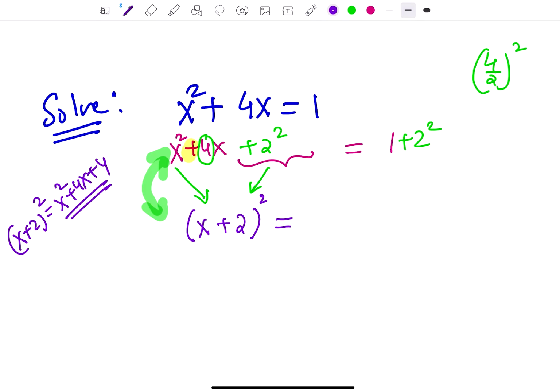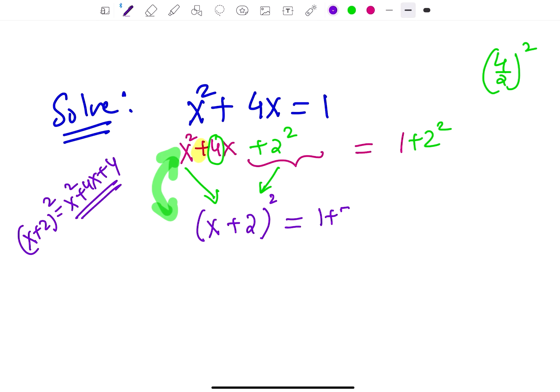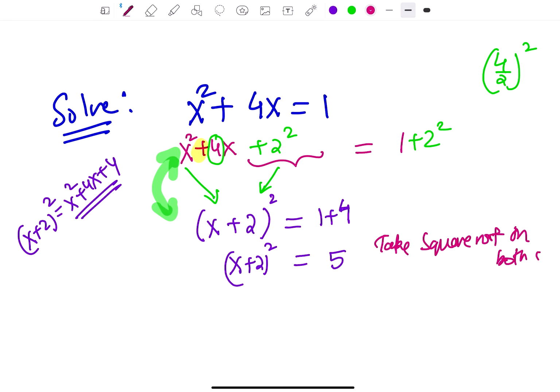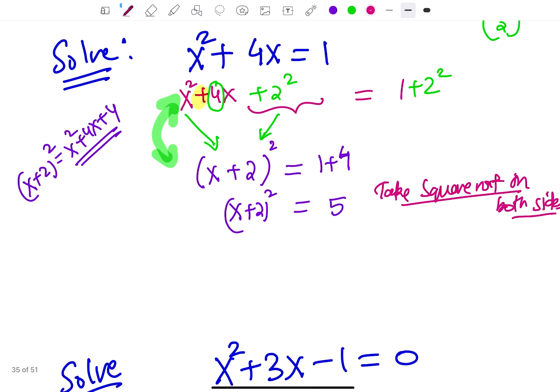X plus 2 squared equals 1 plus 4. Now, the right-hand side would become 5. Left-hand side is x plus 2 squared. At this point, I have quantity squared equal to a number. So I'm going to take the square root on both sides. It's an equation. Whatever we do to one side, we must do to the other side as well. So I'm left with x plus 2 equals plus or minus square root of 5.